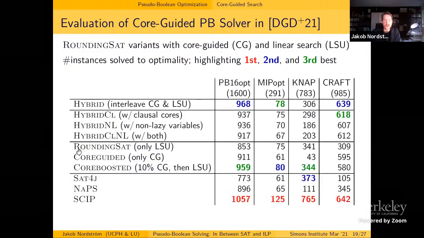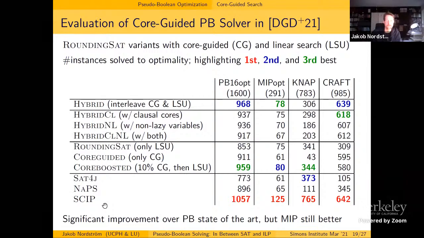So here, for comparison, are two good pseudo-Boolean solvers, SAT4J, and then the CDCL-based solver NaPS. And here are different combinations of pseudo-Boolean solving with core-guided search and linear search interleaved. If you compare these rows and the rows down here, you can see that there are overall significant improvements. Sadly, however, we're not beating the academic MIP solver SCIP. I'll get back to that in a minute.